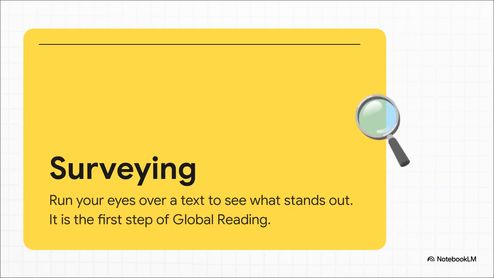This technique is called surveying. It's the first step of something called global reading. And it's simple. It just means you run your eyes over the text to see what stands out. This helps you understand the main ideas and the structure before you get into the details.